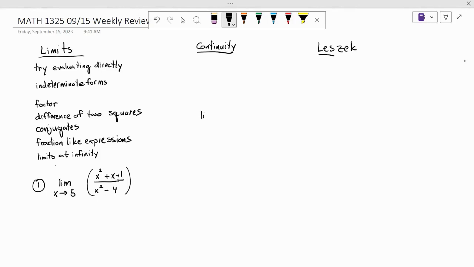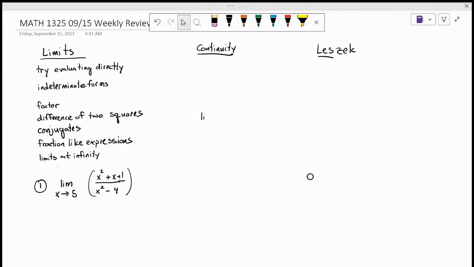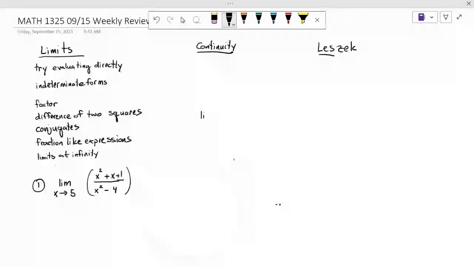So you get in the habit of evaluating directly, meaning you expect that x is close to 5, so you plug in x equals 5. If you get a number, 31 over 21, that's perfectly valid, right? So as x gets close to 5, your function gets close to the number 31 over 21. It doesn't have to be nice, but you get in the habit of evaluating directly.